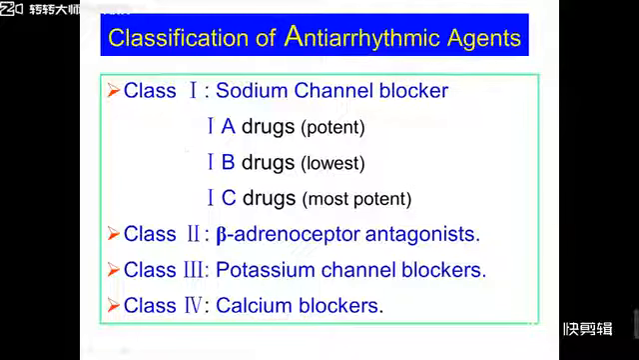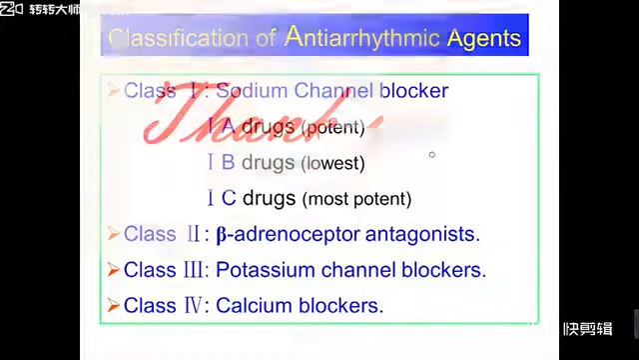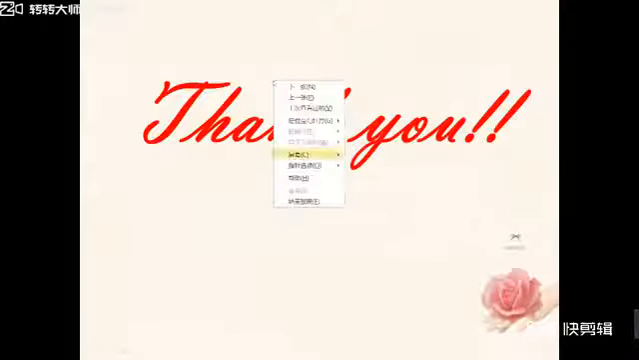Next class, we will study these antiarrhythmic drugs. Okay, see you next class.